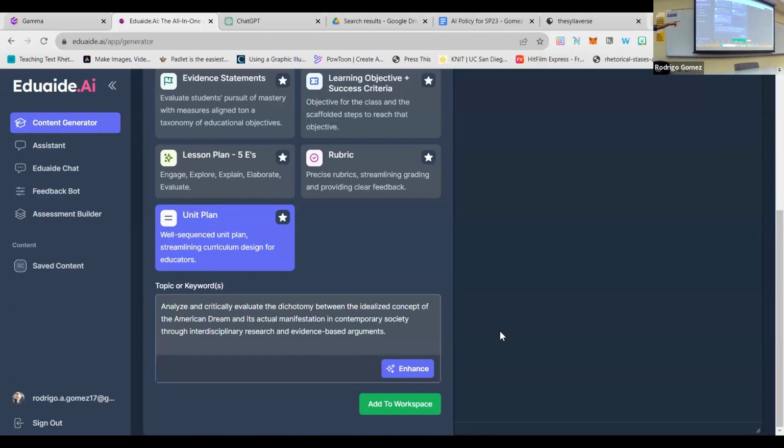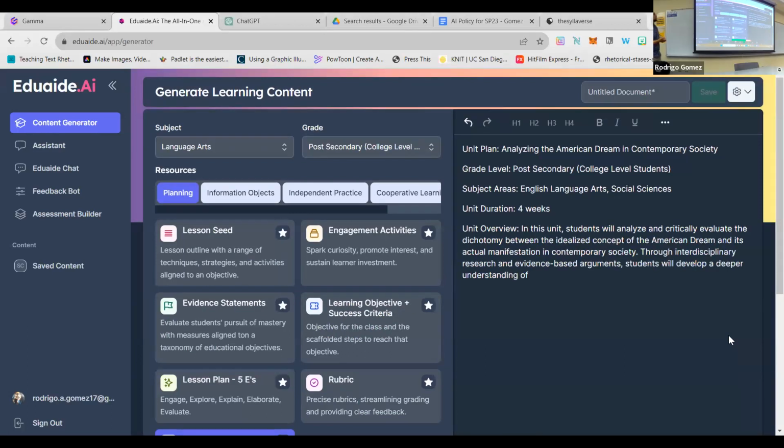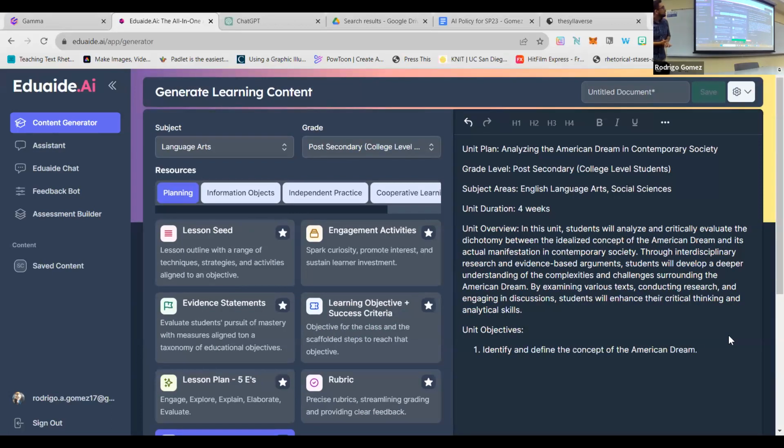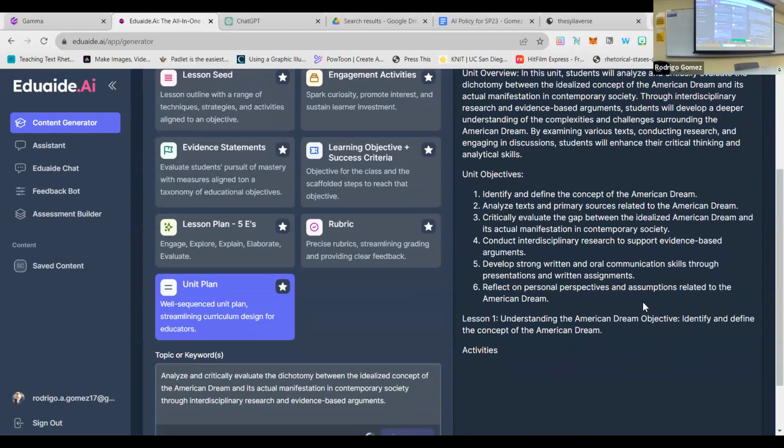Now, this is what the prompt is that we'll run. Now, let's actually run it. So let me move this up, add to workspace. So there you go. Now you tell me if that will work. It's a 4-week lesson plan. Wow, cool. Students will identify the concept of the American dream. They'll analyze the text. They'll do those things.